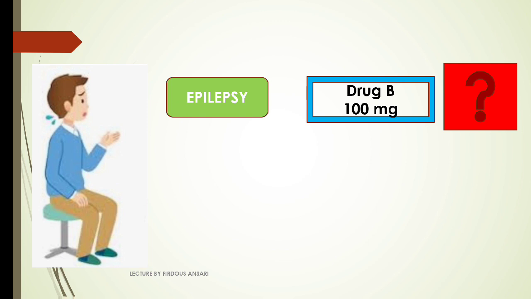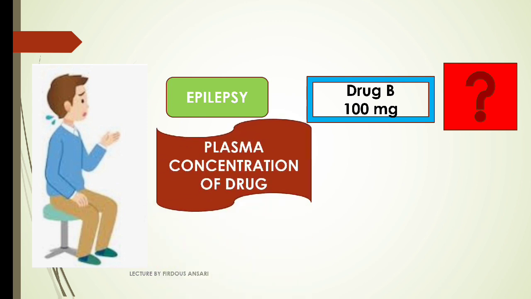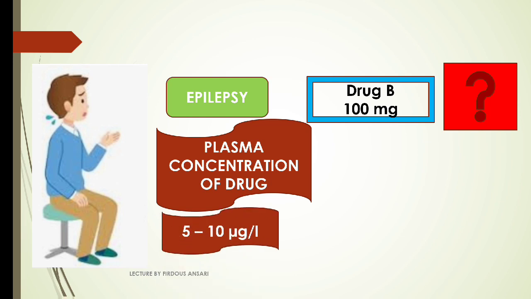So this can be solved by using the plasma concentration of the drug. Previously, many clinical trials have been done for these drugs, and from those clinical trials we get a normal range of plasma concentration that has to be maintained for the drug. Suppose for this drug B, the normal plasma concentration is 5 to 10 microgram per liter. So this much has to be maintained.